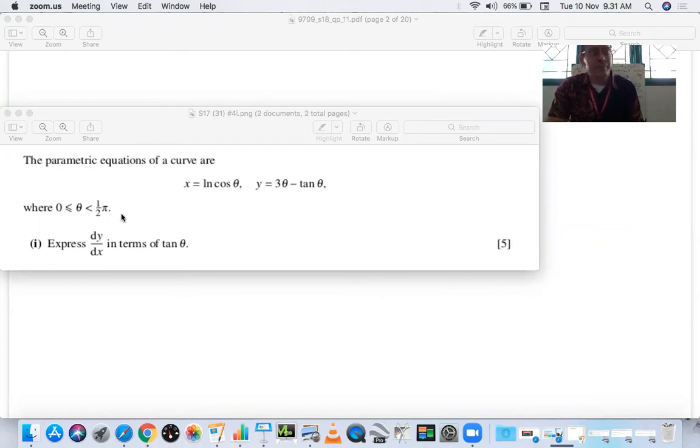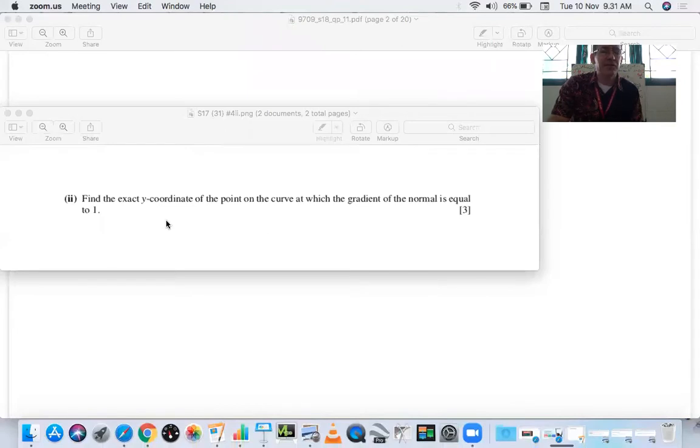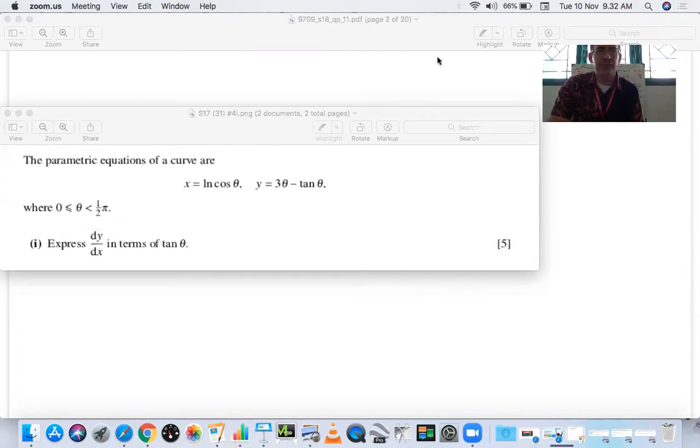Also, we have a domain statement here because we're working with trigonometric values. Domain statement, theta is between 0 and pi halves. It says express dy dx in terms of tan theta. So we need to get our slope in terms of tan theta. Then it says find the exact y coordinate of the point at which the gradient of the normal is equal to 1. So we have a follow-up question. Okay, let's get back to the board.